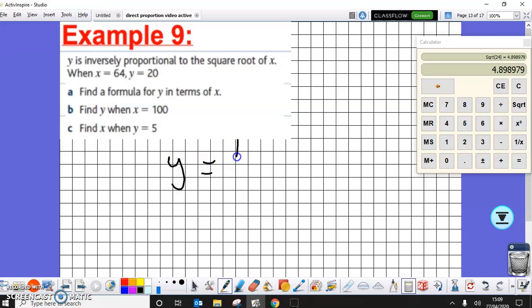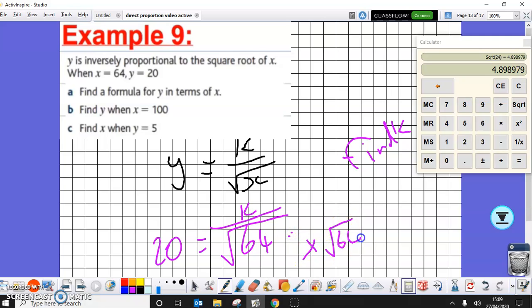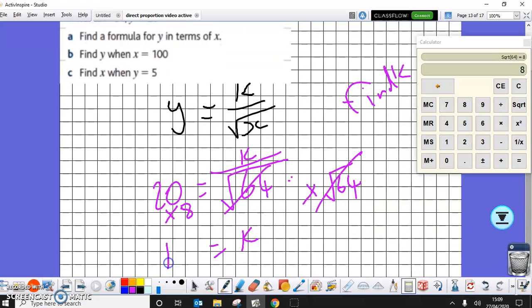Y is inversely proportionate to the square root of x. Just going to substitute in to find k. X is 64, square root, and y is 20. Remember, if I want to get rid of this, I've got to times by the square root of 64. 64 square rooted is 8. And if I times by that, my k is going to equal 160.